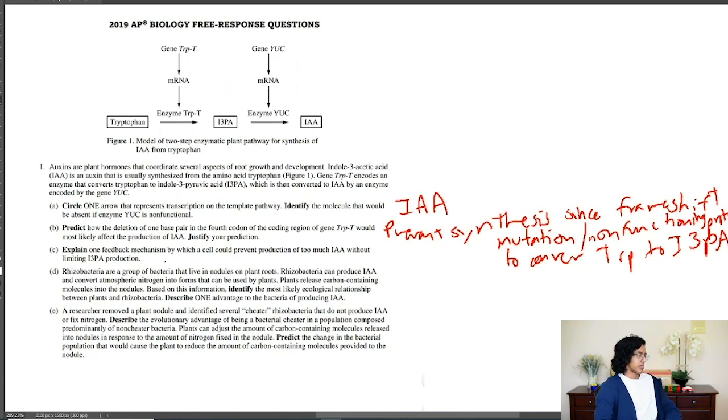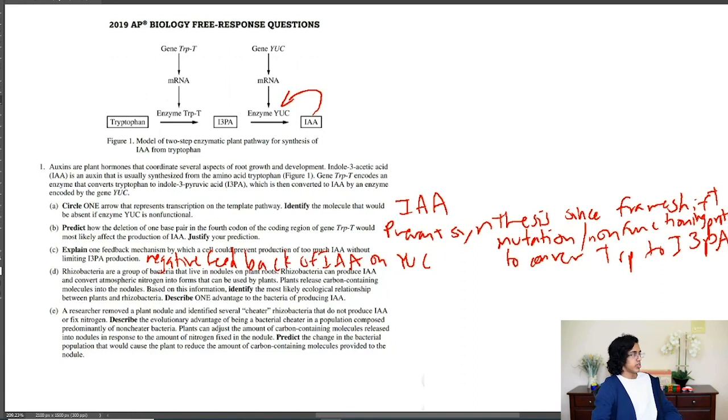Or saying a feedback mechanism, does that just mean that IAA inhibits that? Yeah, I think that works. So negative feedback, oh, I guess that's fine, of IAA on YUC. Or it could also be the transcription. What are we supposed to say? Are we just supposed to say? Yeah, I think that should be fine.